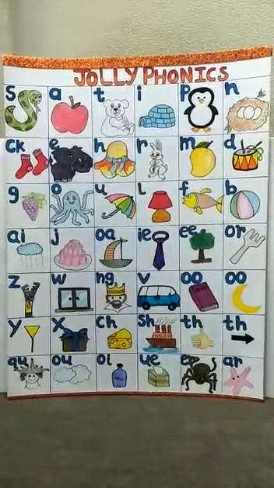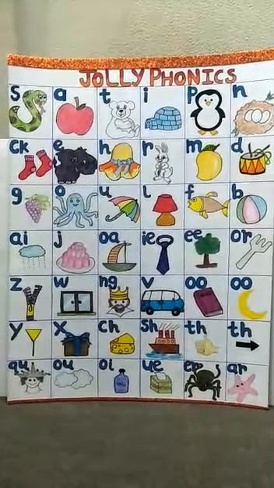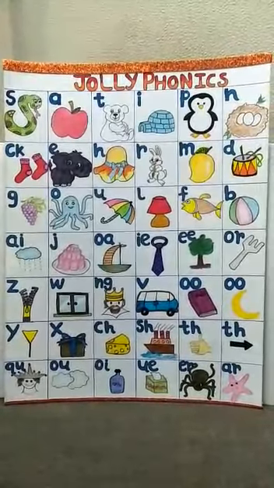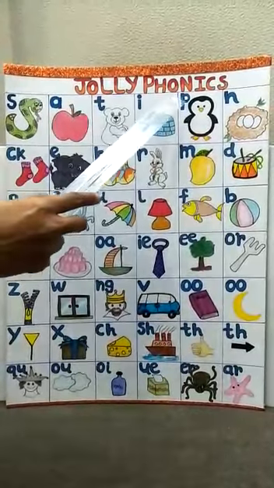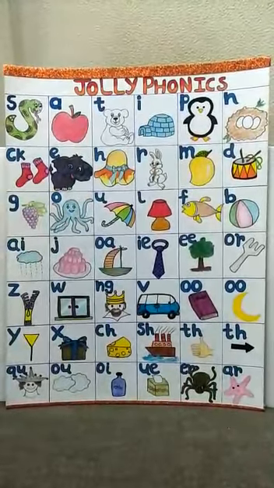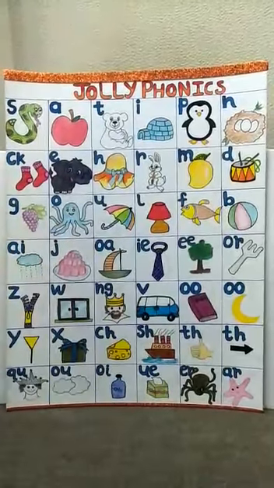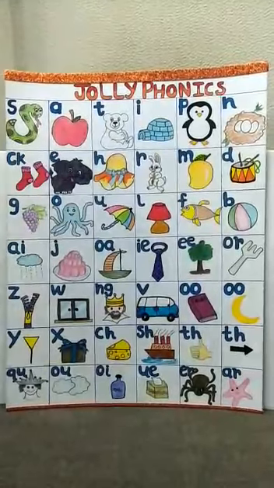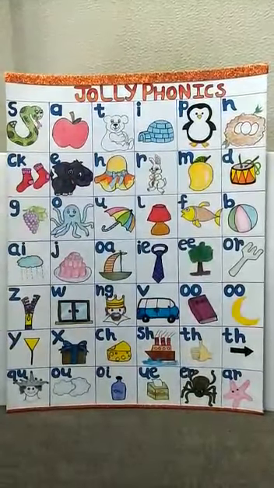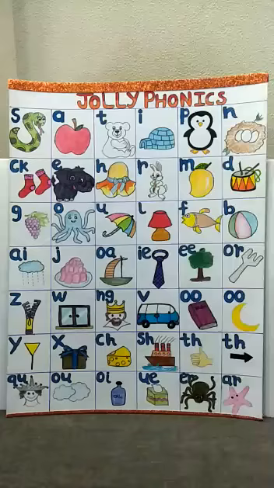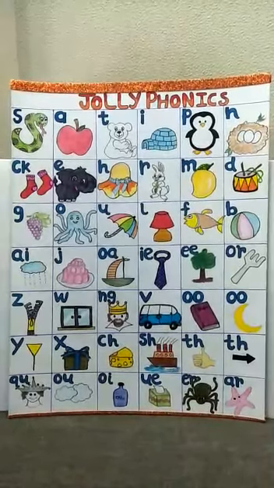Good morning, children. Today we are going to learn a new topic that is called Jolly Phonics. Do you know how many alphabets we have? We have 26 alphabets, and in Jolly Phonics we have 42 sounds. Let's start.